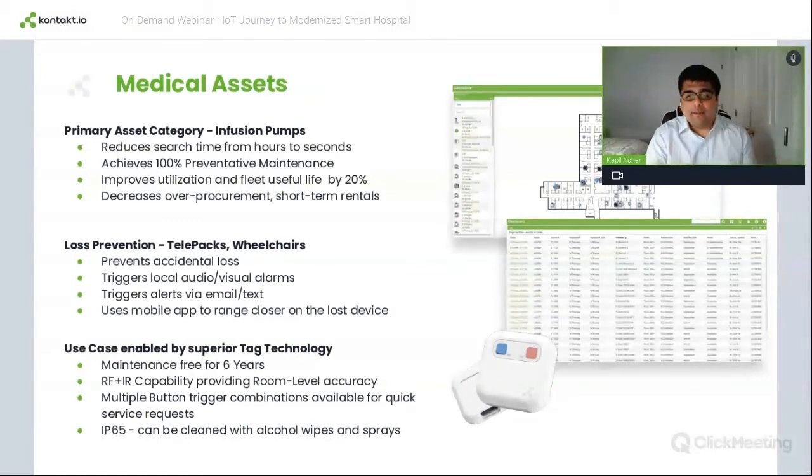So the way we are enabling these use cases is via our own superior tag technology. Our tags have one of the highest battery lives I have ever seen in my 10 years of tenure here in RTLS.